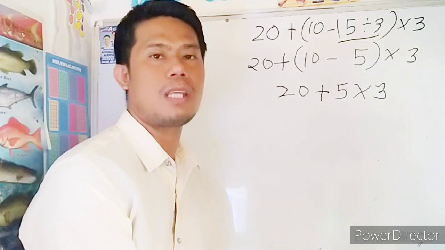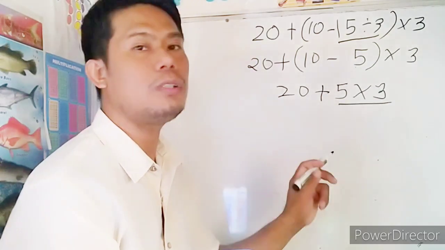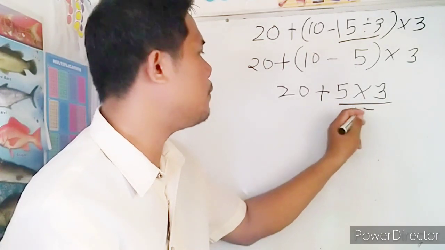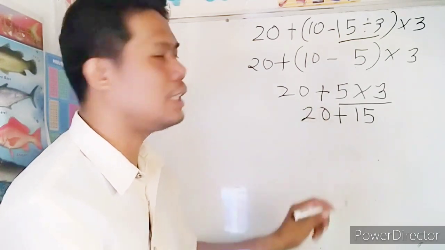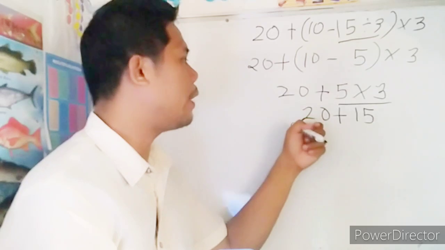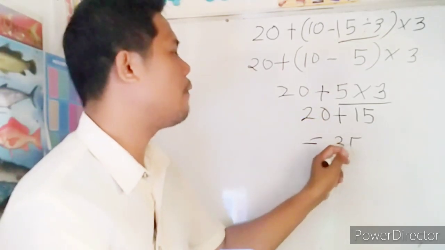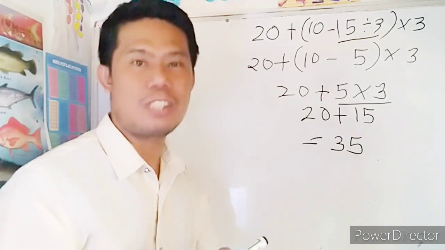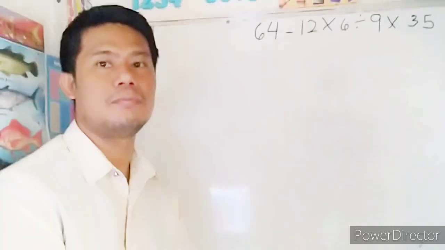So what is the first operation that we are going to perform? Very good. We're going to multiply. So we have 5 times 3 equals 15. Then add. We have 20. So the last operation is addition. So we're going to get the sum. 20 plus 15 equals 35. So that is how to perform a series of operations using the PMDAS.